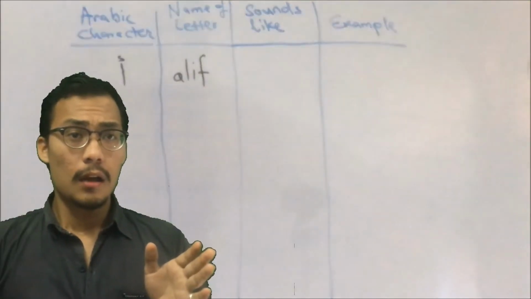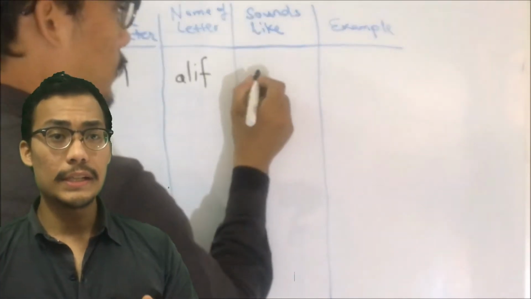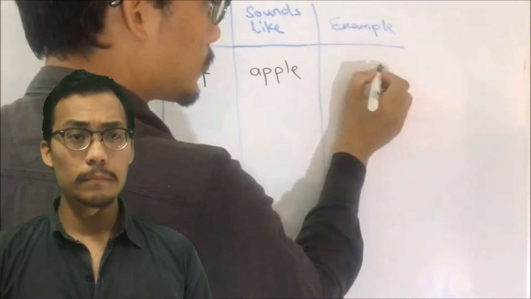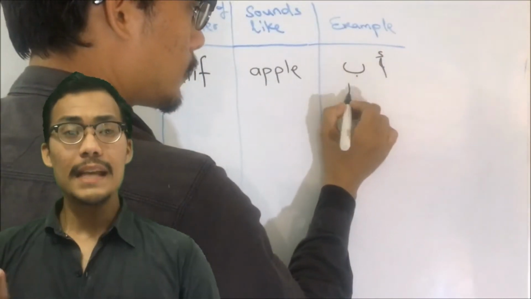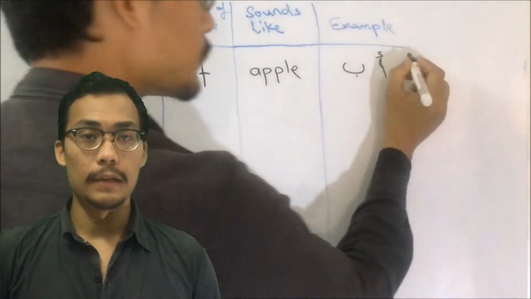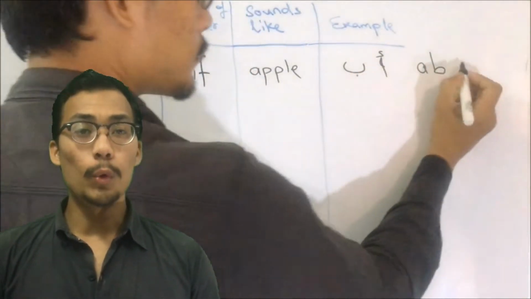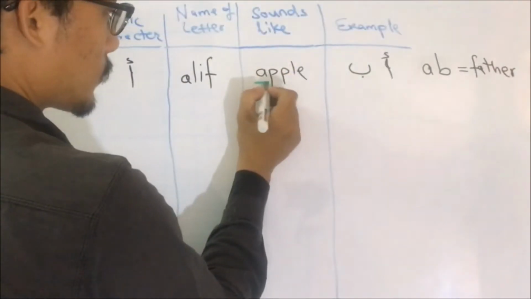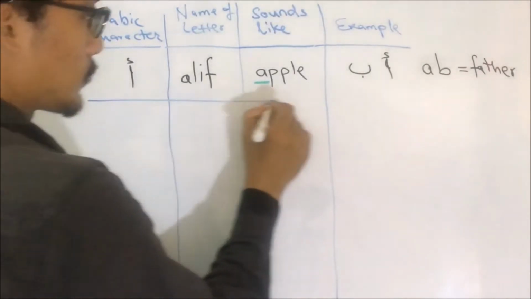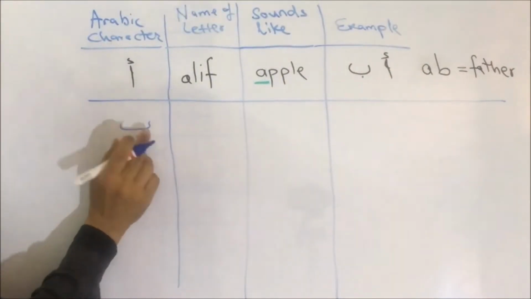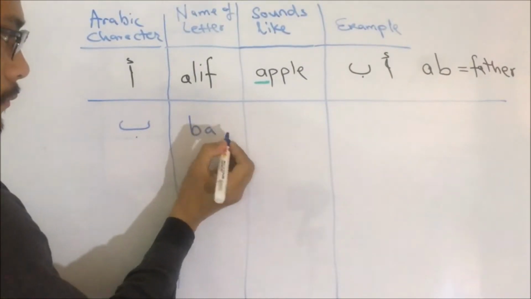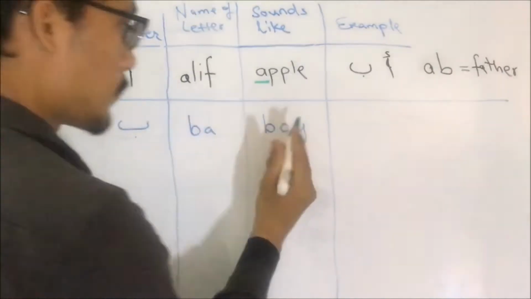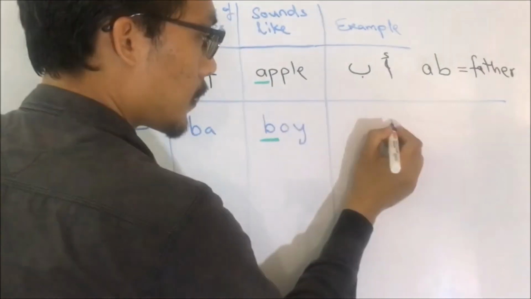Alif. The Arabic character is written as Alif. Name of the letter is Alif. Sounds like the A in apple. Example would be Ab. Ba. Sounds like the B in boy. Bab. Example.